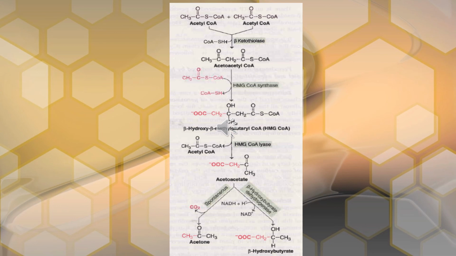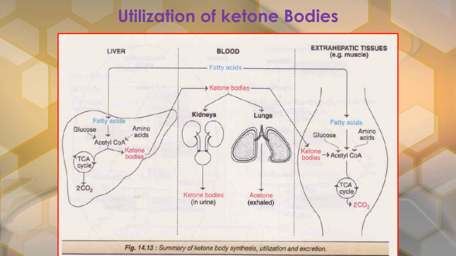The overall process of ketogenesis starts from acetyl coenzyme A and ends at acetone and beta hydroxybutyrates. Lastly, we can see the summary of ketone body synthesis, their utilization and excretion from the body. They are synthesized in the liver, utilized in blood, transported to kidney, lungs, and excreted through the urine.